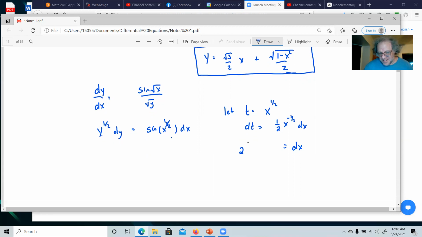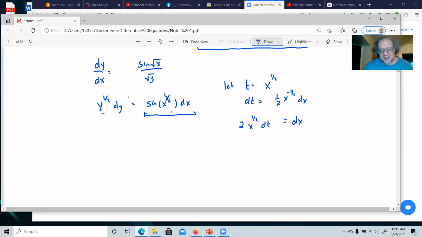And that's 2x to the 1/2, right? Because we multiply by the reciprocal. dt is equal to dx. Okay, so I'm just working on this half of it. This is not going to be so bad. This half is going to be a little bit of a slog here.